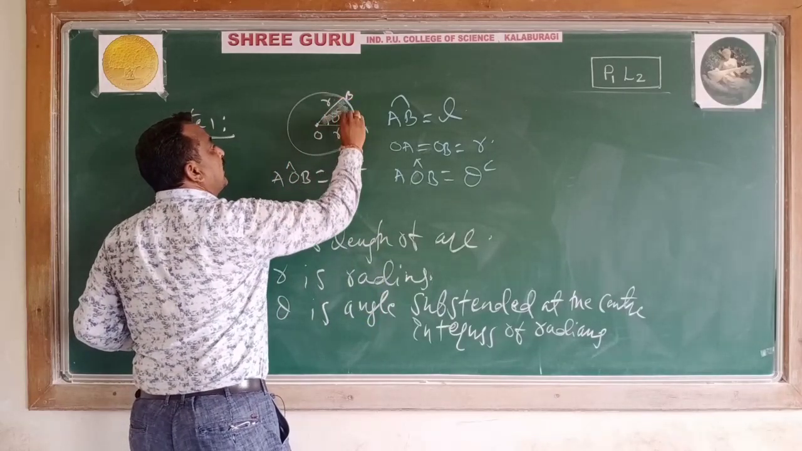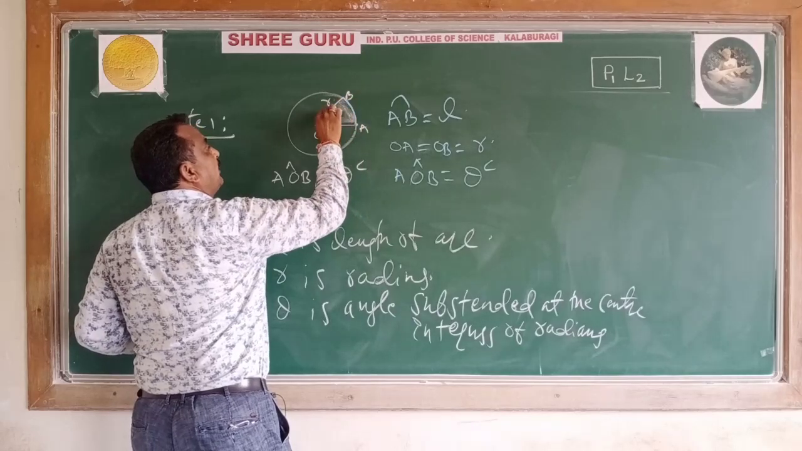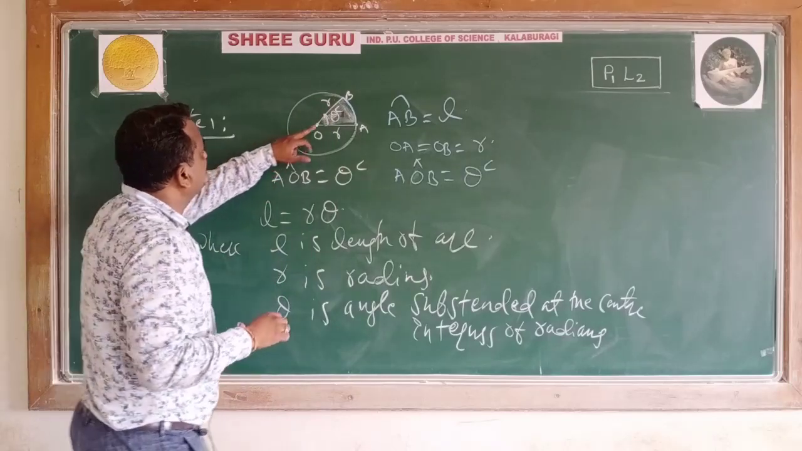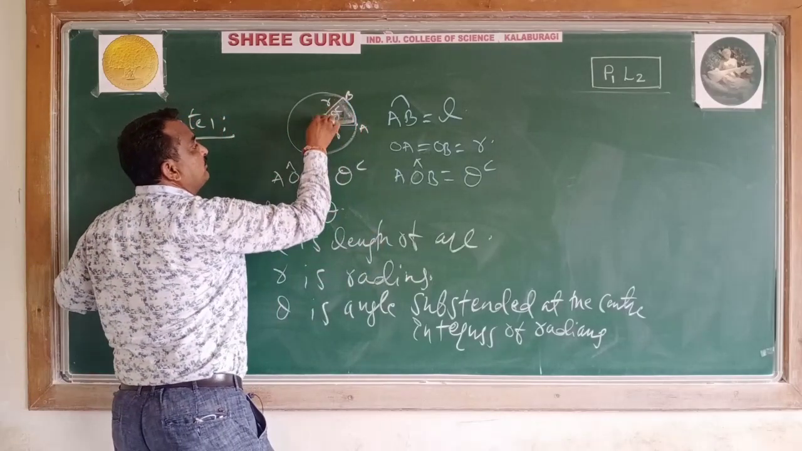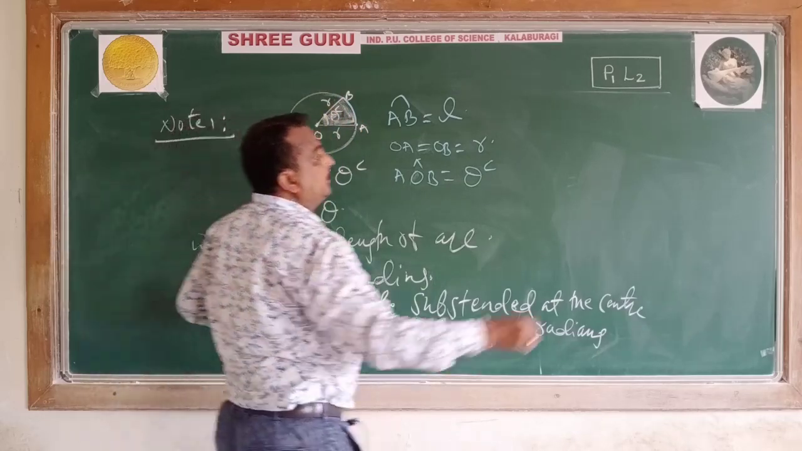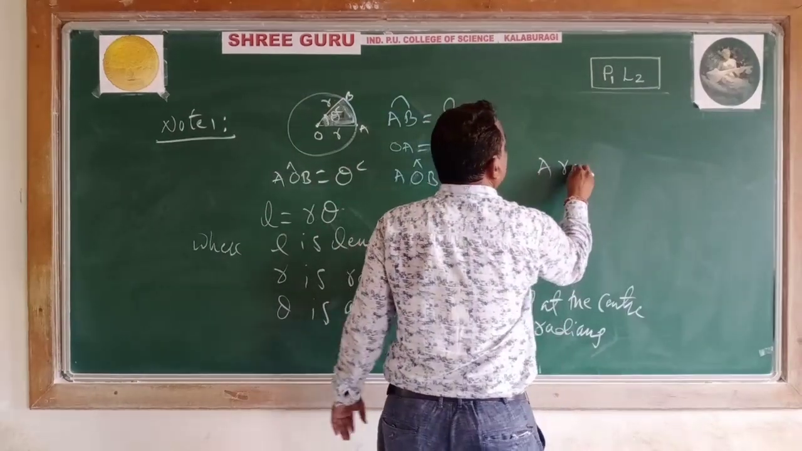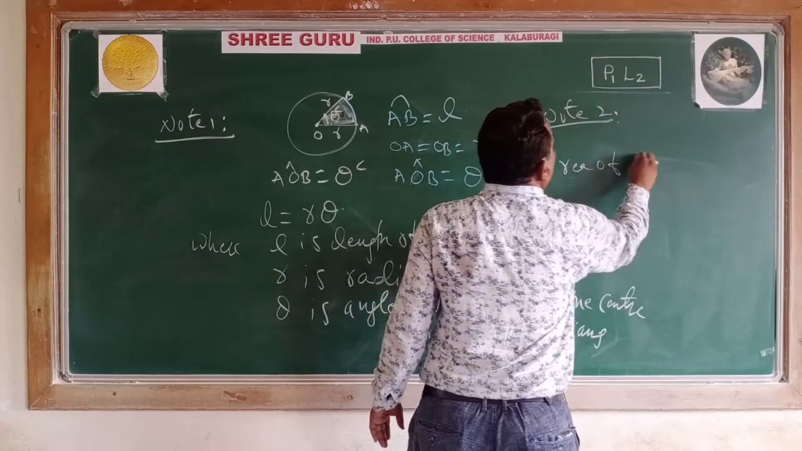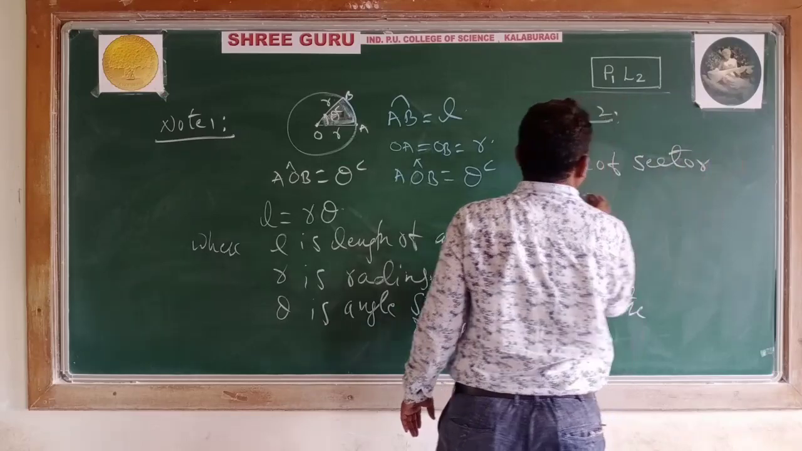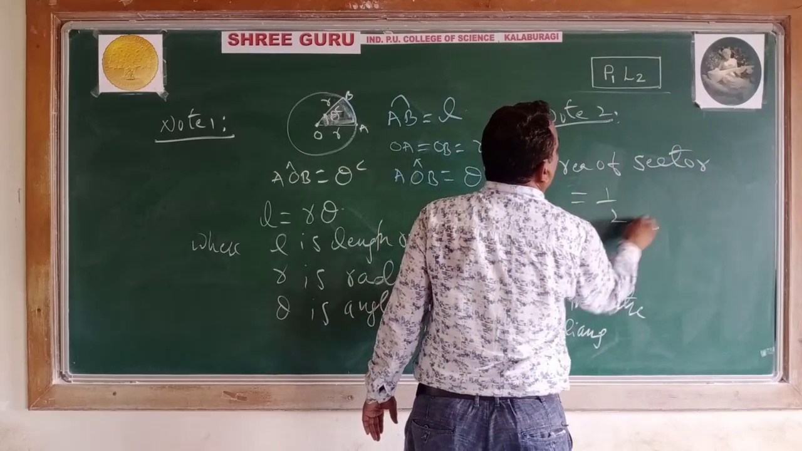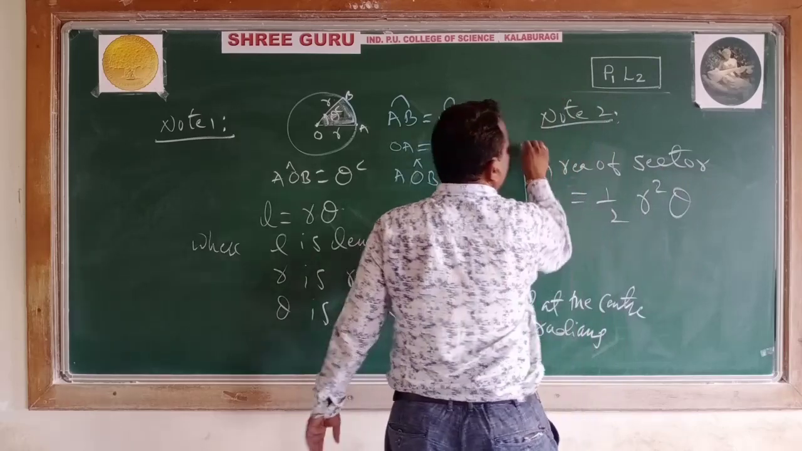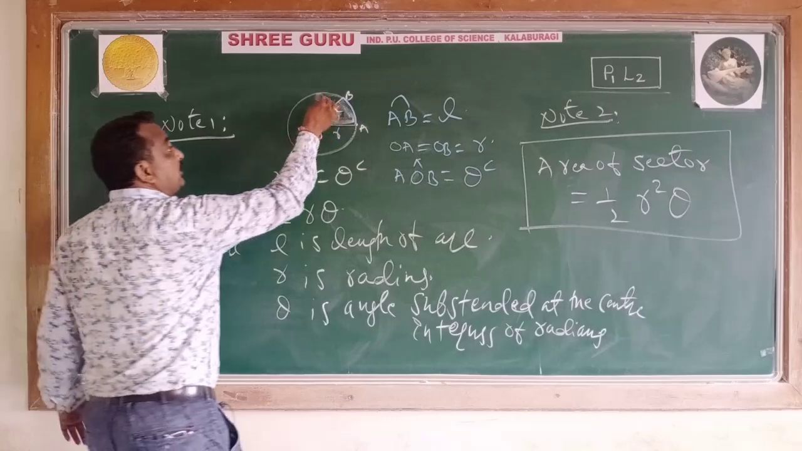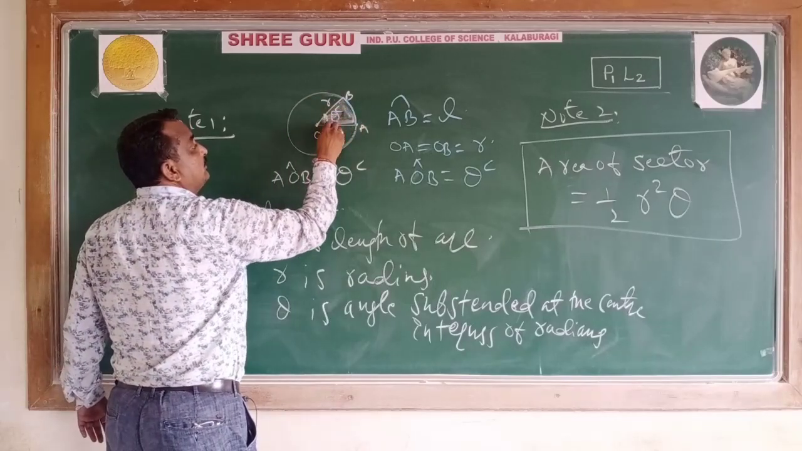Second point. These two results you should take directly, no proofs according to the NCERT syllabus. This is a sector, the area of the sector. This is one part, a sector of the circle. Note 2: the area of a sector is equal to half into r square theta. See students, the area of the sector of a circle. This is a sector, this area.